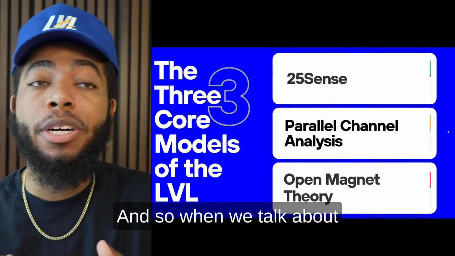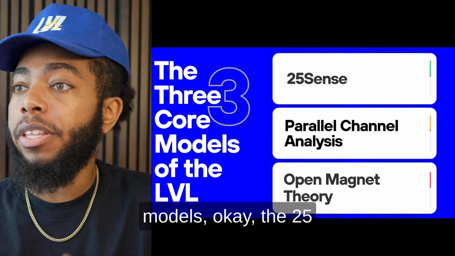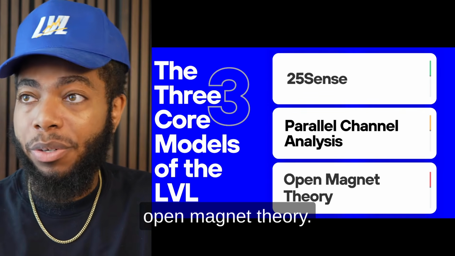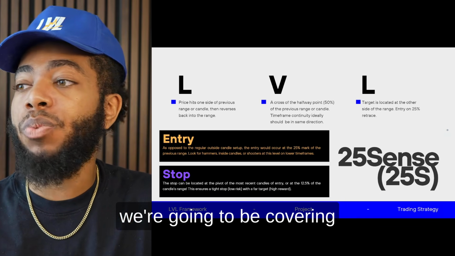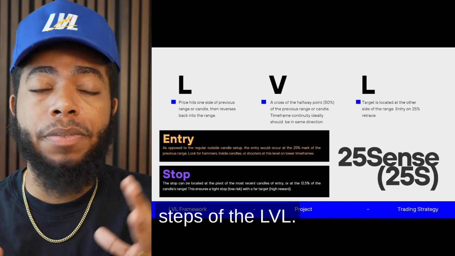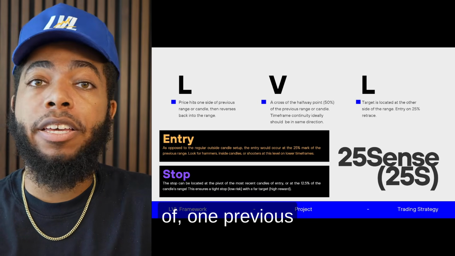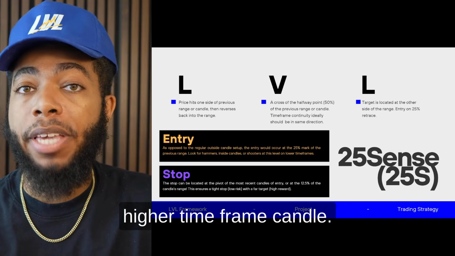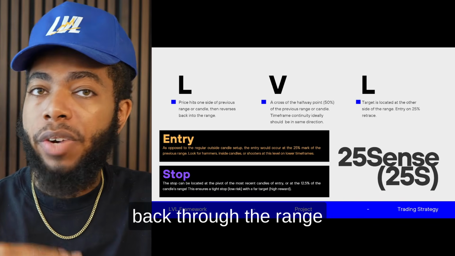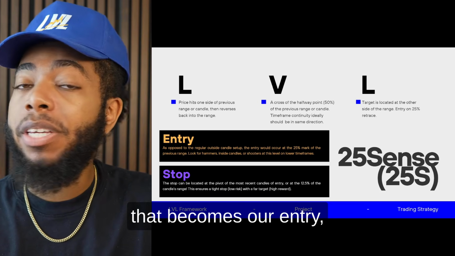When we talk about the LVL, we break it down into three core models, okay? The 25 cents, the parallel channel analysis, and the open magnet theory. The 25 cents is what we're going to be covering mostly in this quick overview, and it follows the same steps of the LVL. Essentially, what we're looking for is when we hit the high of one previous higher time frame candle, and then we reverse and retrace back through the range of that same candle. As we retrace 25% of that, that becomes our entry.